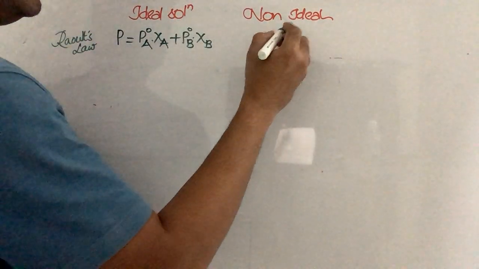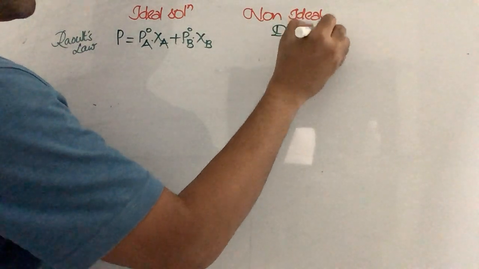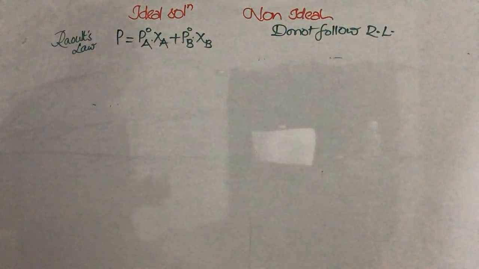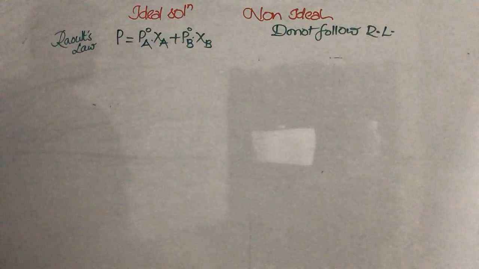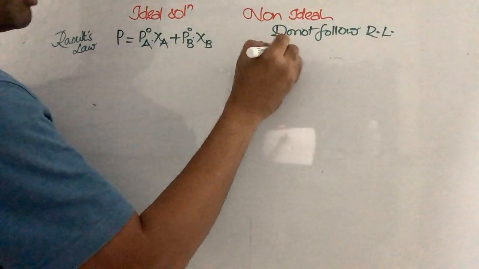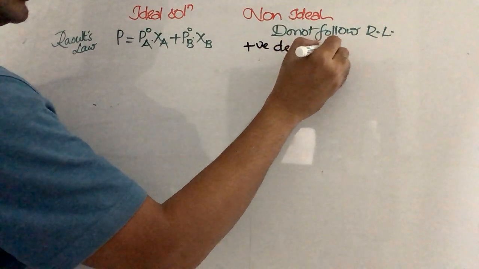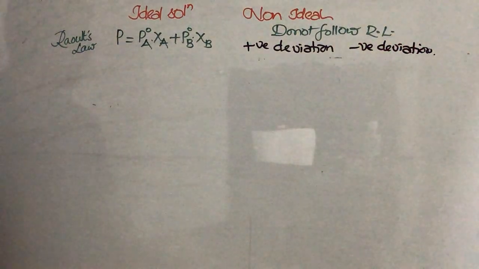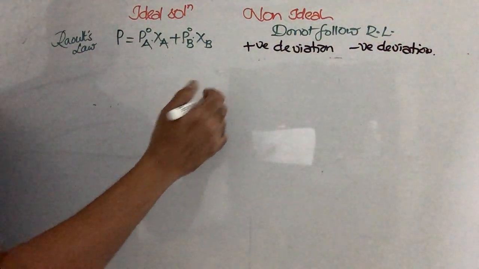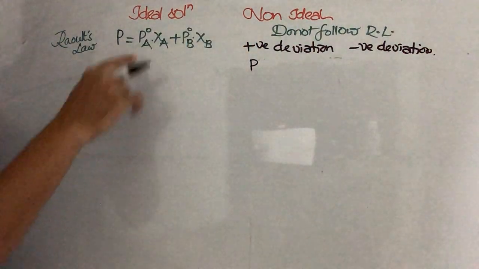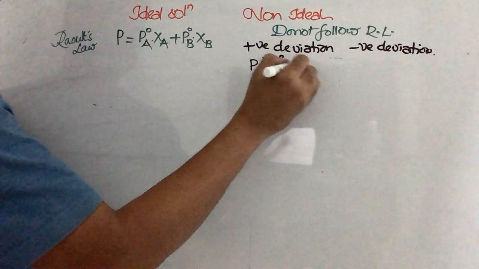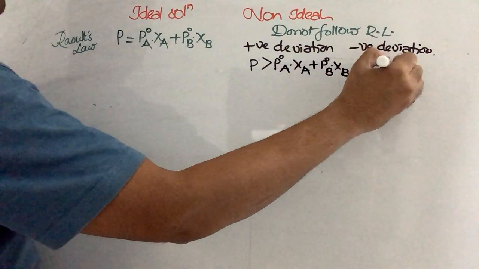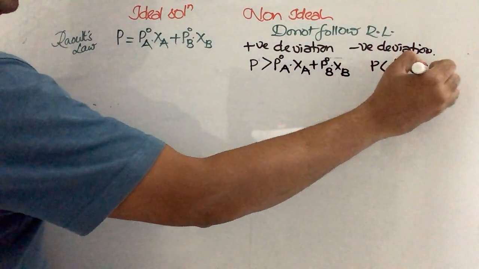Non-ideal solutions mean they do not follow Raoult's law. When Raoult's law is not followed, things will go wrong. Here, positive deviation is possible from Raoult's law. Negative deviation is also possible. Positive deviation as well as negative deviation. What is positive deviation? Here P is greater than P0A XA plus P0B XB. In negative deviation, P is less than P0A XA plus P0B XB.